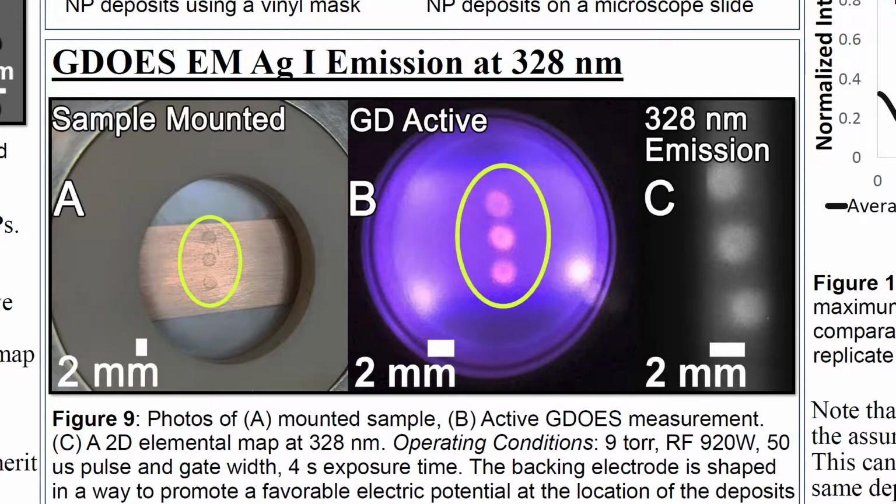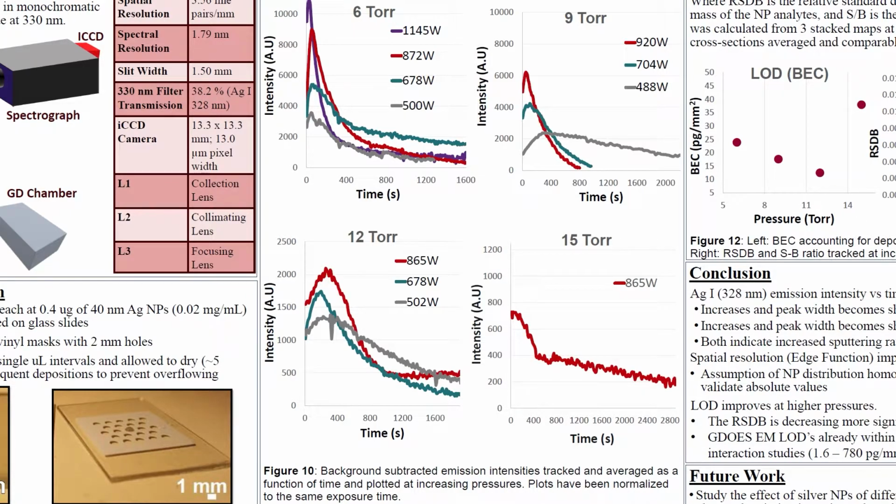This figure showcases some of the key steps of our measurements. To recap, our deposits are created, then are analyzed with atomic emission. I will point out the copper electrode, which serves to promote a beneficial electric potential at the deposit site. Figure 9b shows an active GD measurement with the deposits highlighted, and figure 9c is a 2D elemental map at 328 nanometers. So moving on to some of the results. In this method development, the parameters under which the plasma is run, namely the power in units of wattage or pressure, have a drastic effect on our analytical ability.